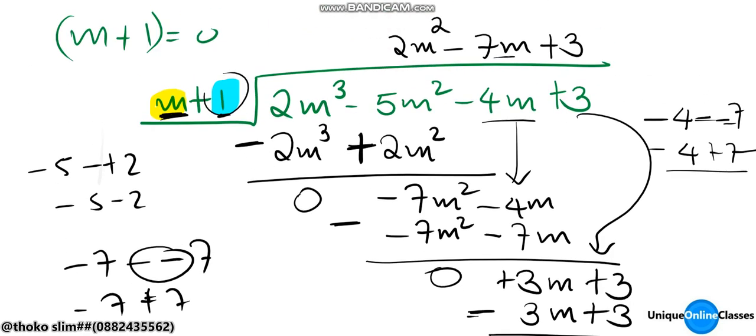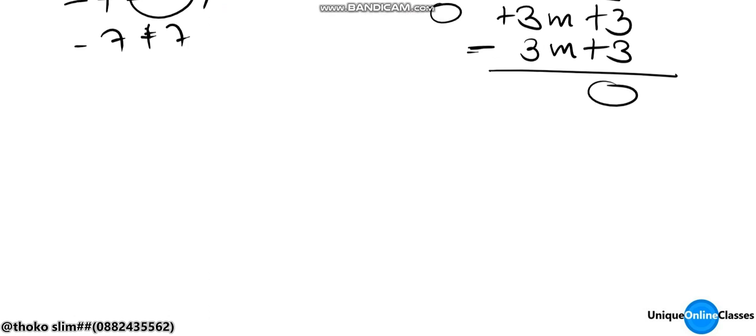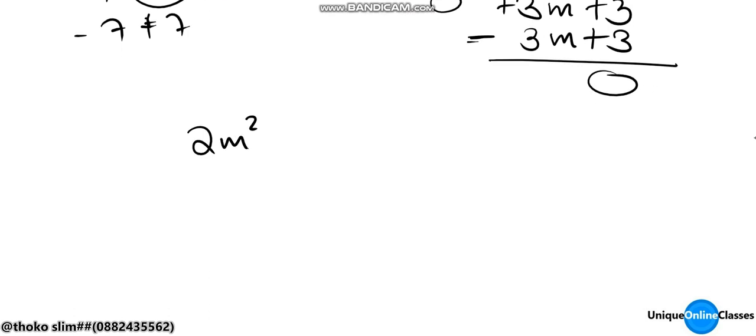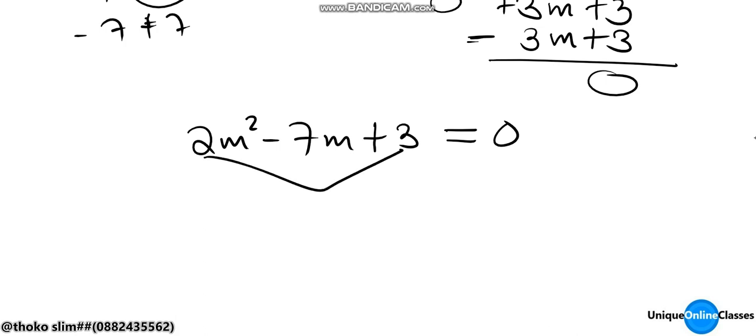Don't forget our quotient there, that's 2m squared, then minus 7m, then plus 3. So here we have reduced it and set it equal to 0, and the next thing we need to do, we're going to solve that one by factorization.